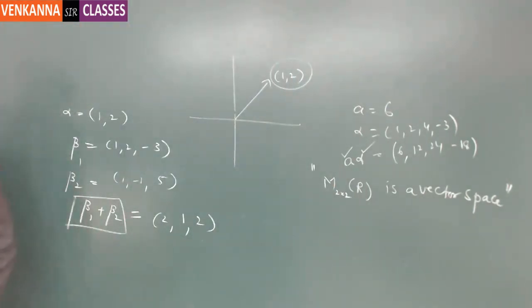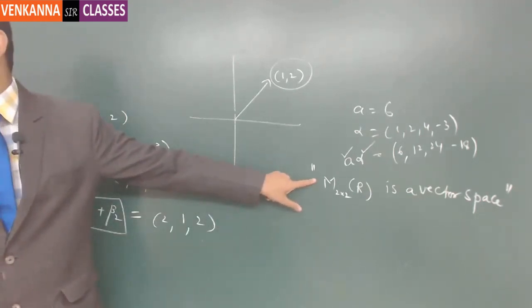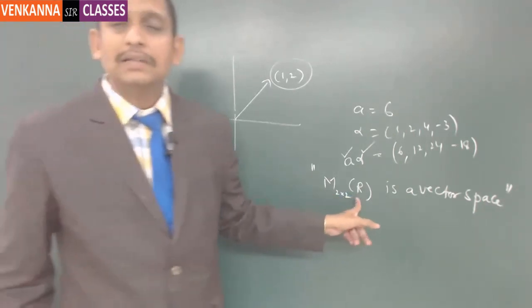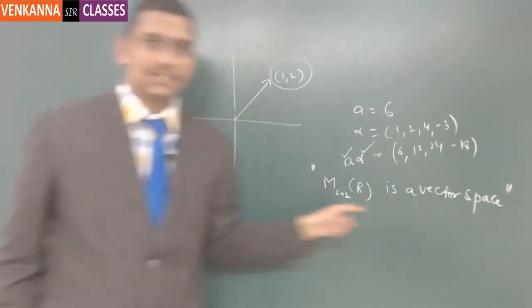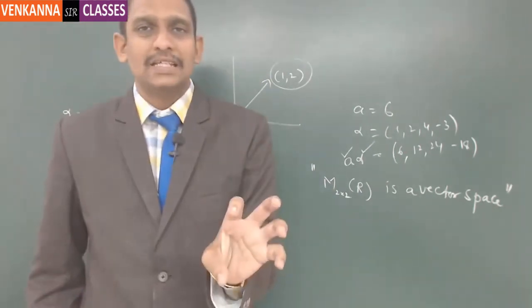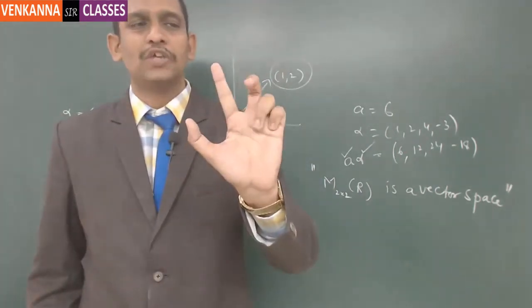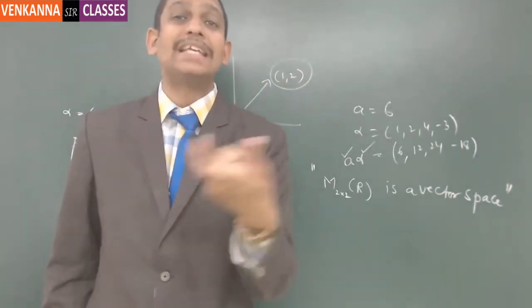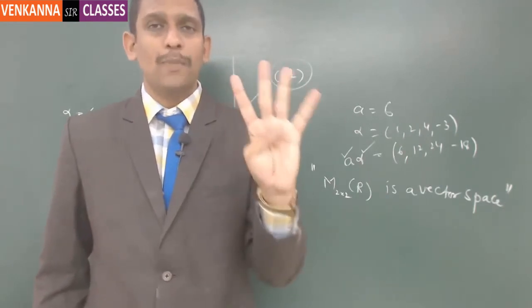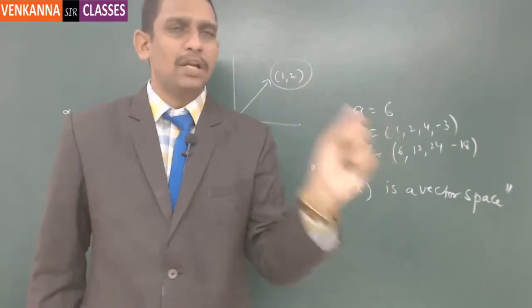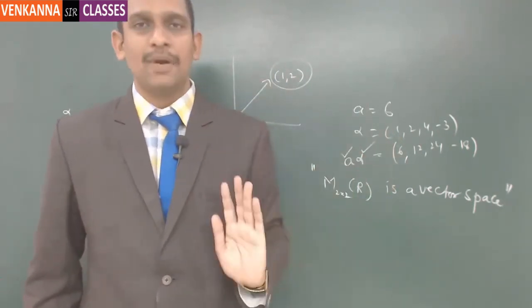If I have said that M 2 by 2 of R is a vector space, it means that M stands for matrices. I have taken all square matrices of order 2 by 2 over the real number system R. It is a vector space. So what does it mean? If you take the 2 by 2 matrices, they will satisfy the 5 properties: closure, associative, identity, inverse, and commutative with respect to matrix addition. And the other 4 properties are satisfied when you take a number and a matrix and multiply them. It is called scalar multiplication there.